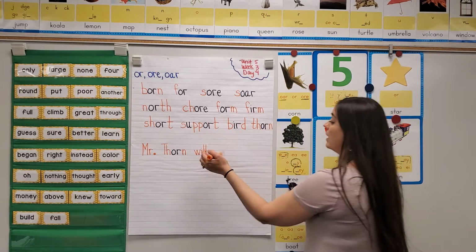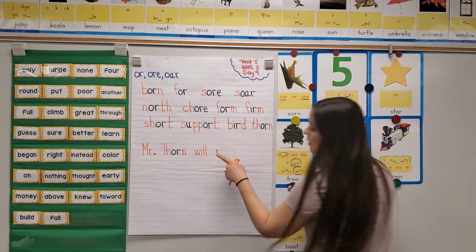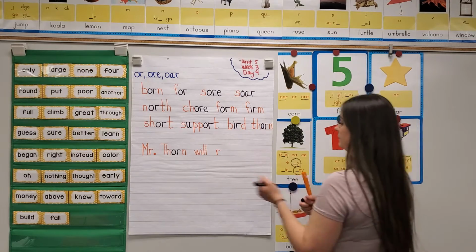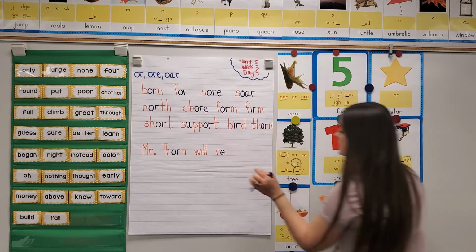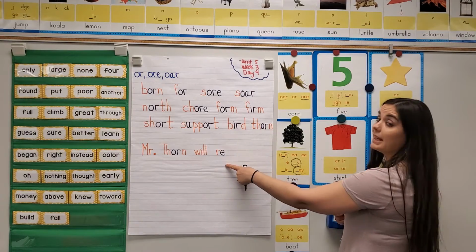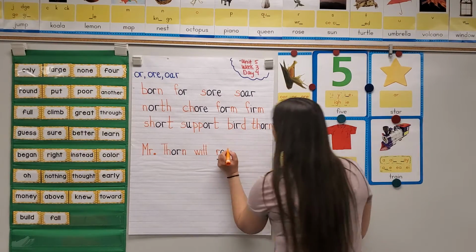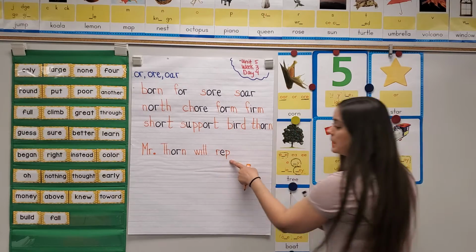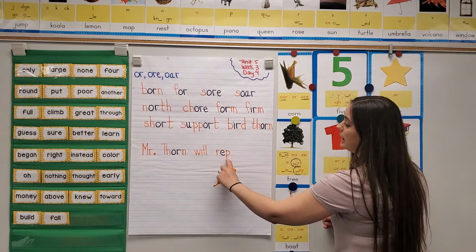Tiny word, will. R says r. This is going to be a long E that says E. Good job. P says pa, E, pa.